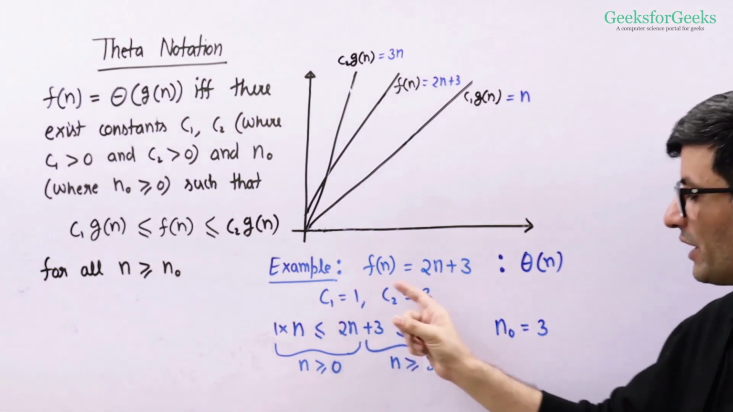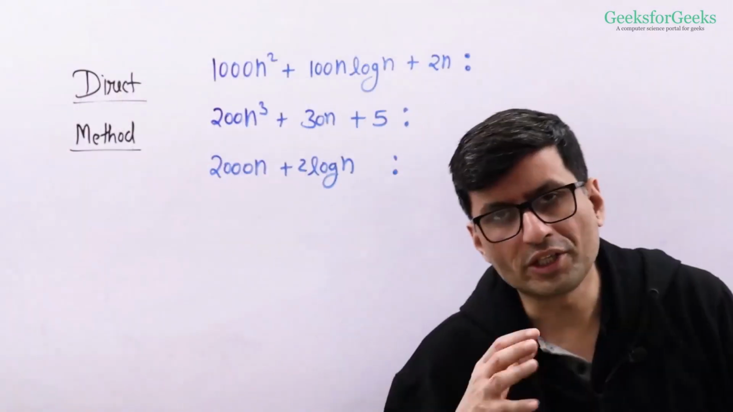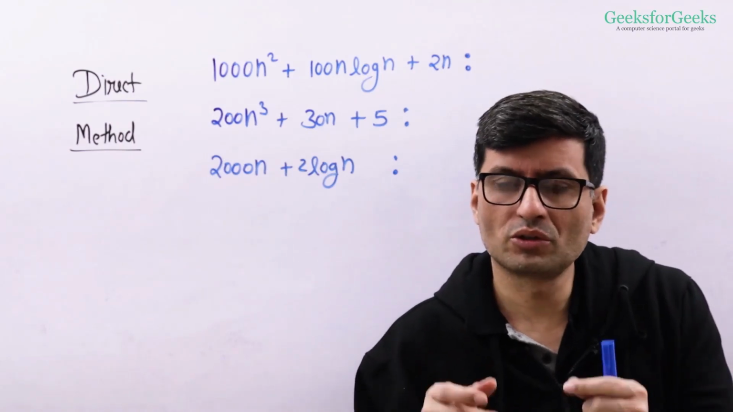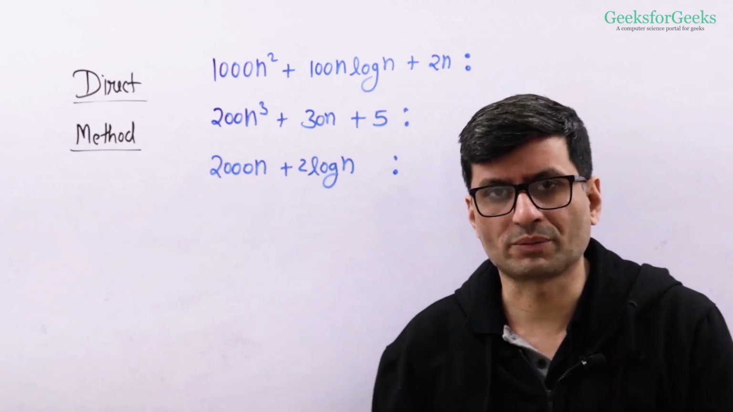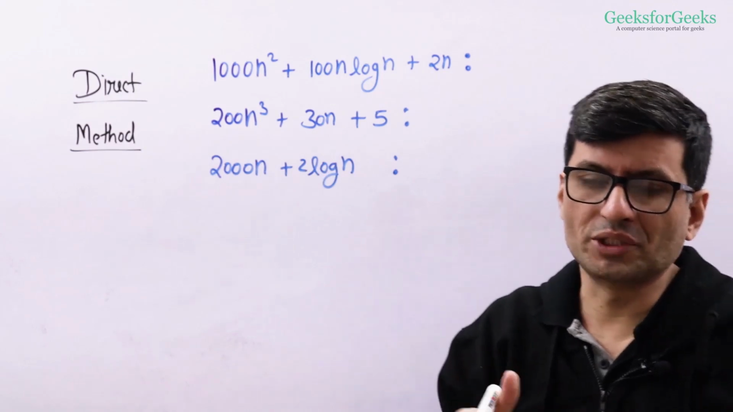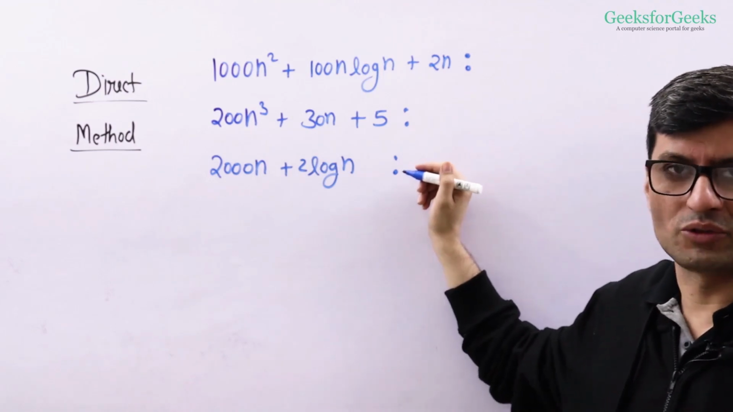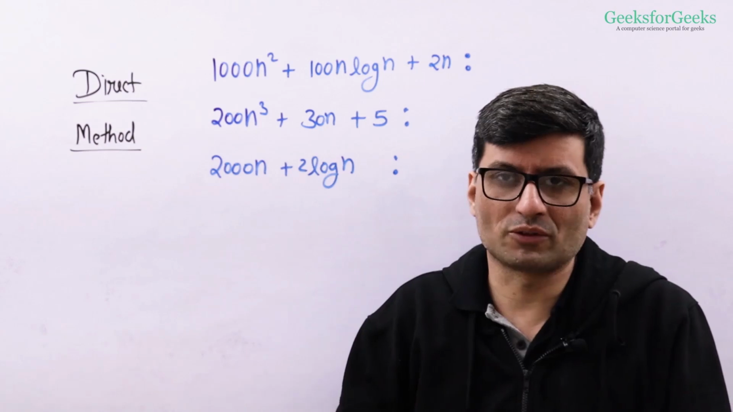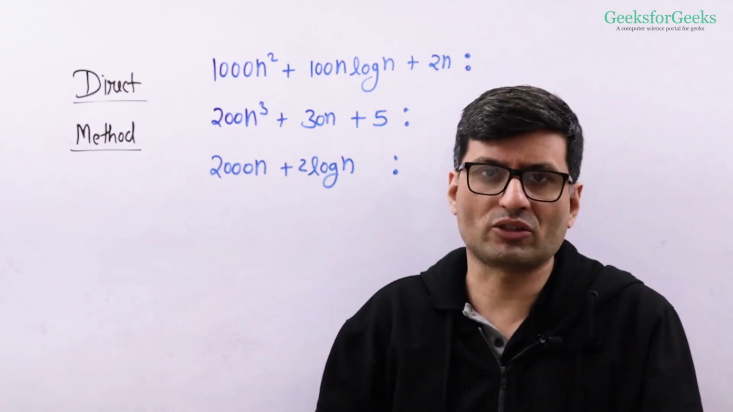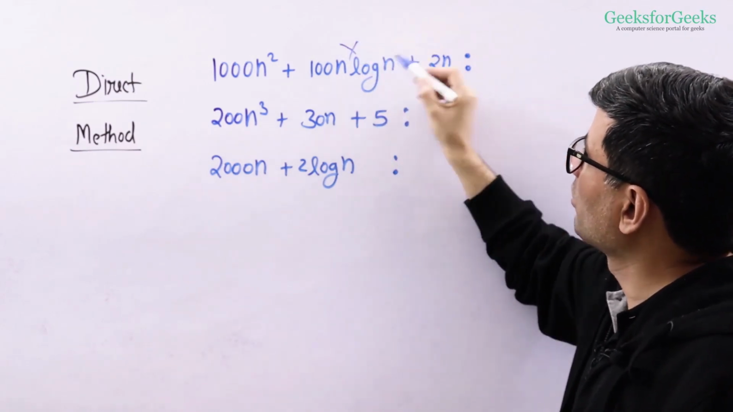So we have C1, we have C2, we have n naught. That's why we say it's theta of n. We can use the direct method also to find theta notation of an expression. For example, if I have this complex expression, I don't have to find out C1, C2 and n naught. I can use the same method that we discussed in order of growth, because this method gives you order of growth and theta notation represents the exact order of growth. So what is the order of growth of this? We have discussed it multiple times. We ignore the lower order terms.